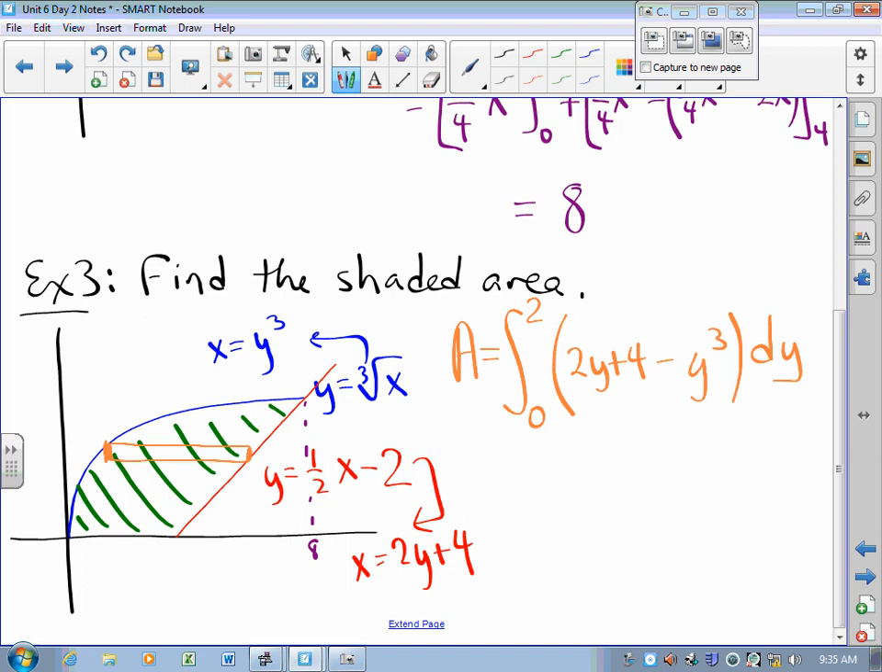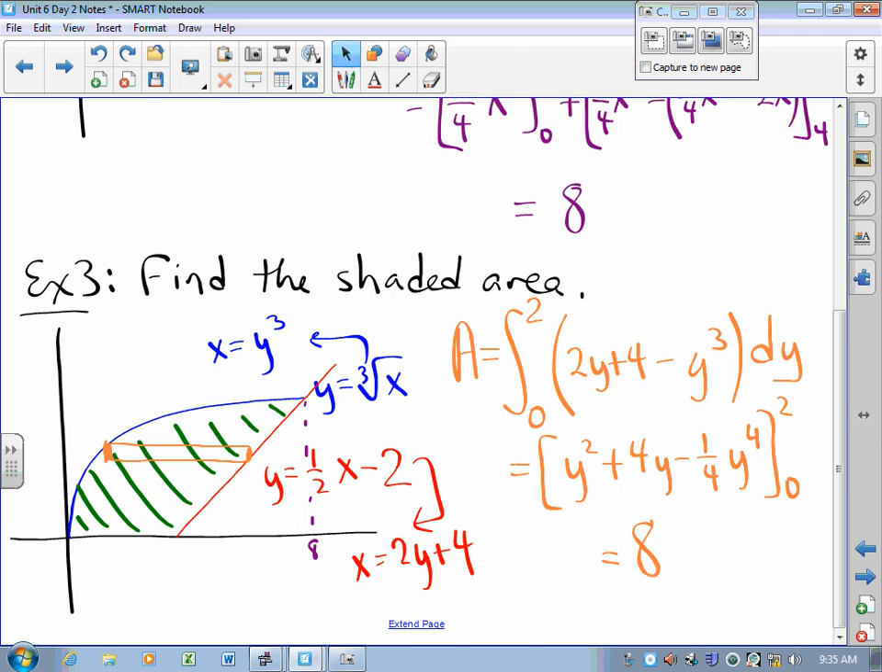Not top minus bottom, right minus left. And so that's y squared plus 4y minus 1/4 y to the 4th, evaluated between 0 and 2, and that is much more obviously 8. So it may be helpful to you to give that a go. If you can slice horizontally, it is sometimes to your advantage to do so. And we'll talk about that more when we get together tomorrow.